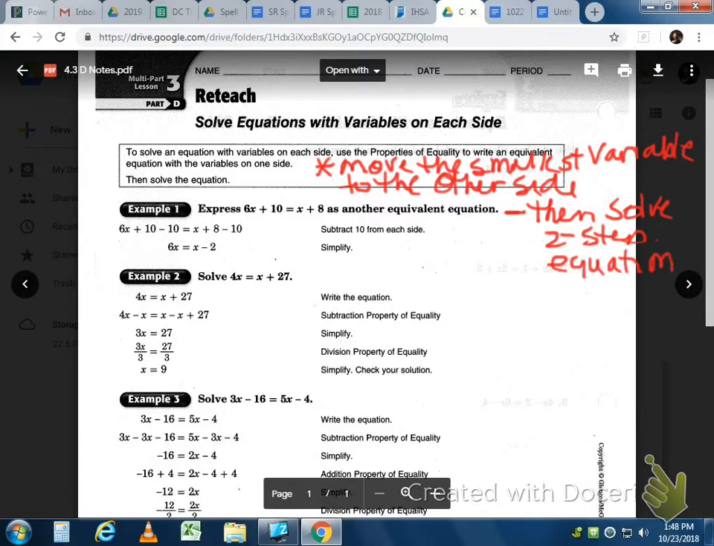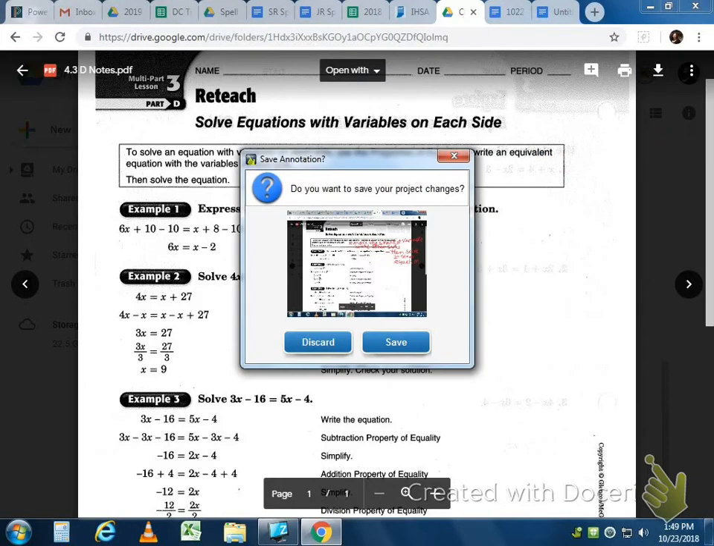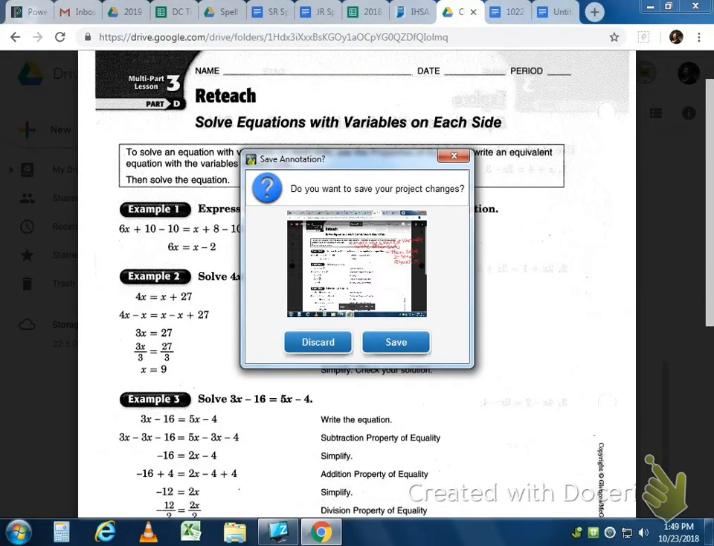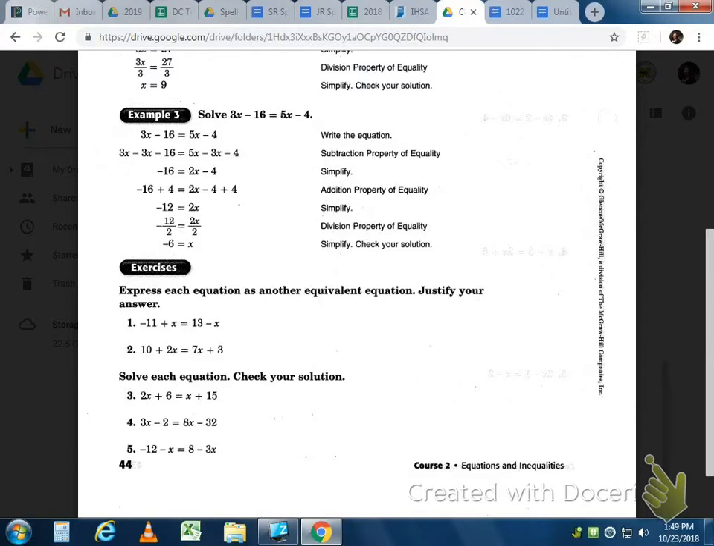I'm going to go down to, they've got some problems that say, write an equation that's equivalent. I kind of just want to go down to where we're solving, in a problem like number 3, which is a very typical problem. So let's look at that. I'm going to go down to number 3. Example 3. It says solve 3x minus 16 equals 5x minus 4.